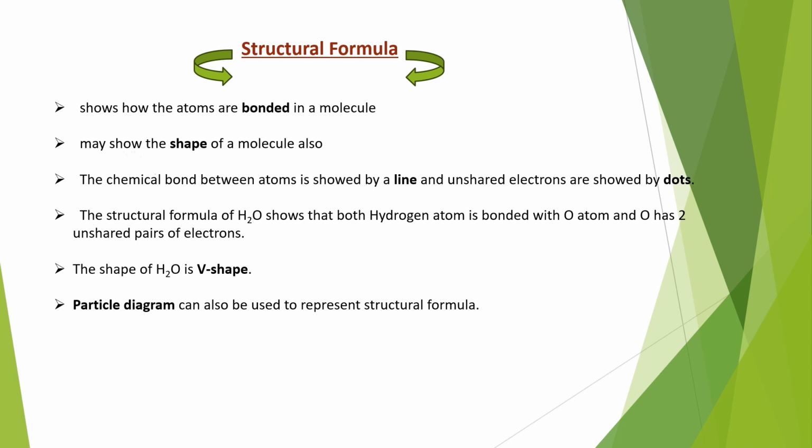The structural formula of H2O shows that each hydrogen atom is bonded with the oxygen atom and oxygen has 2 unshared pairs of electrons. The shape of H2O is V shape. A particle diagram can also be used to represent a structural formula.